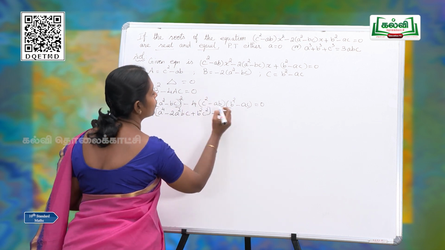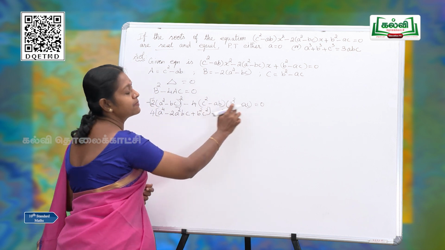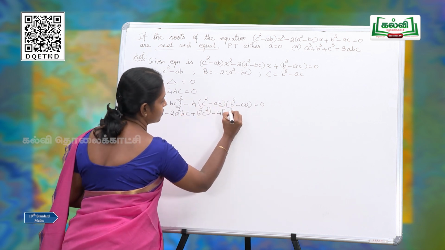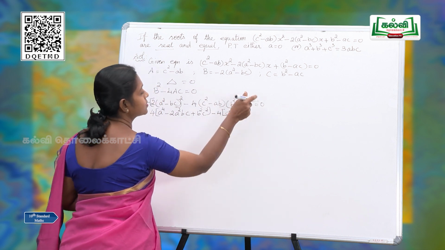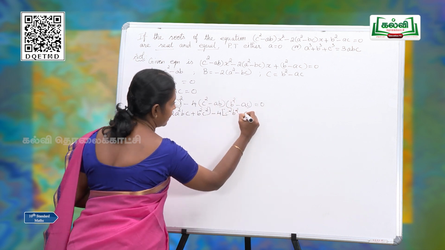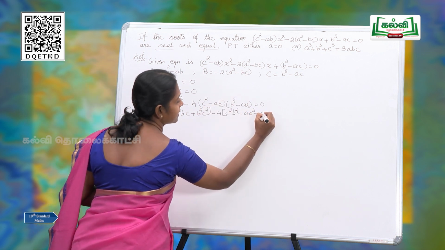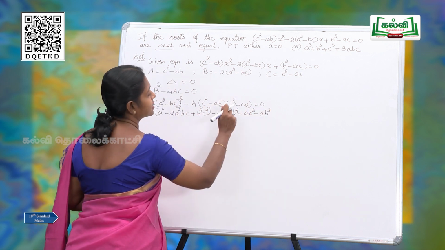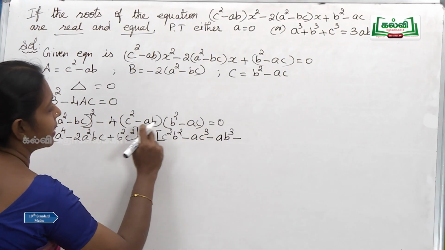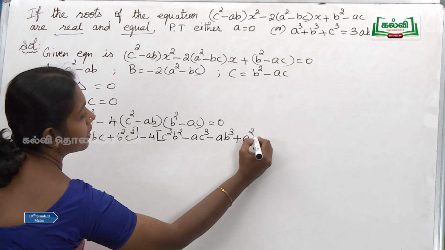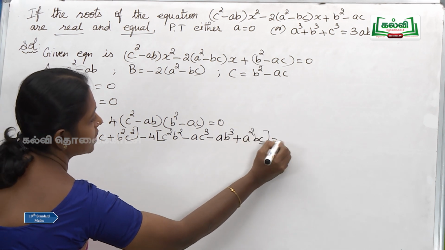Next, minus 4 of, then I am just going to multiply these two terms. What is this? c squared b squared. Then c squared with this, you will be getting a c cube. Then these two will be minus a b cube. And the next one is what? The last one is minus into minus plus a squared bc, which is equal to 0.